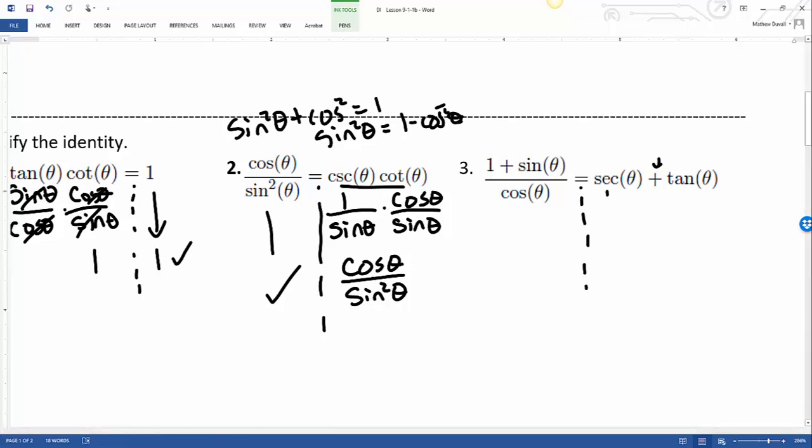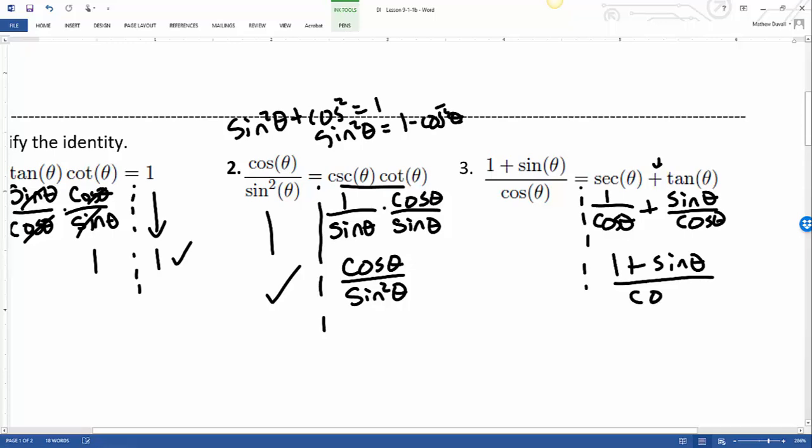So change everything to sines and cosines. So 1 over cosine theta plus sine theta over cosine theta. Okay, still no Pythagorean, but I can combine things together now. So I get 1 plus sine theta over cosine theta, which is what we were looking for.